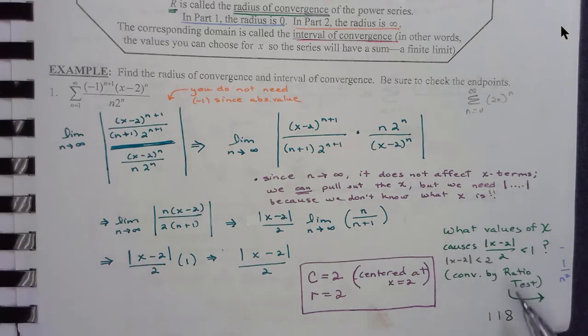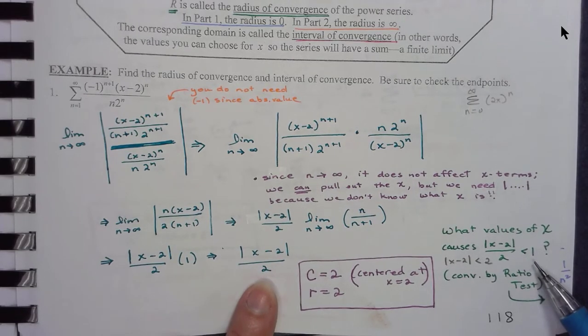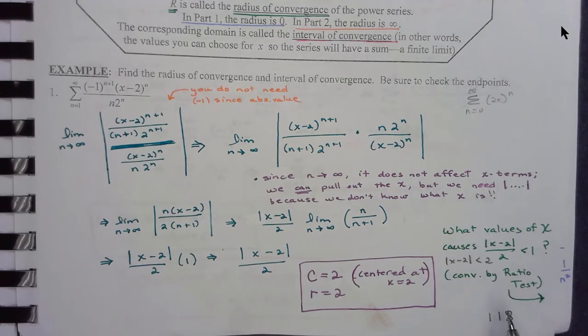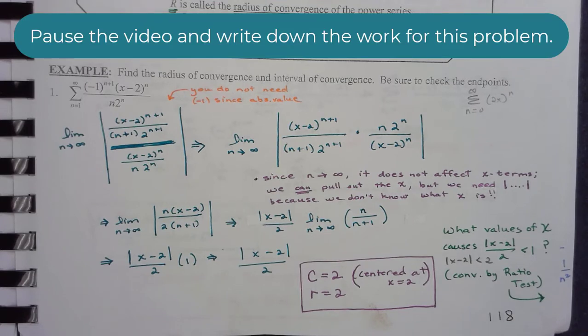So now I'm at that place. This is what is left, and I need this quantity to be less than 1 for convergence to occur by the ratio test. Take a moment and write all of this work down before we continue this problem on the next page.